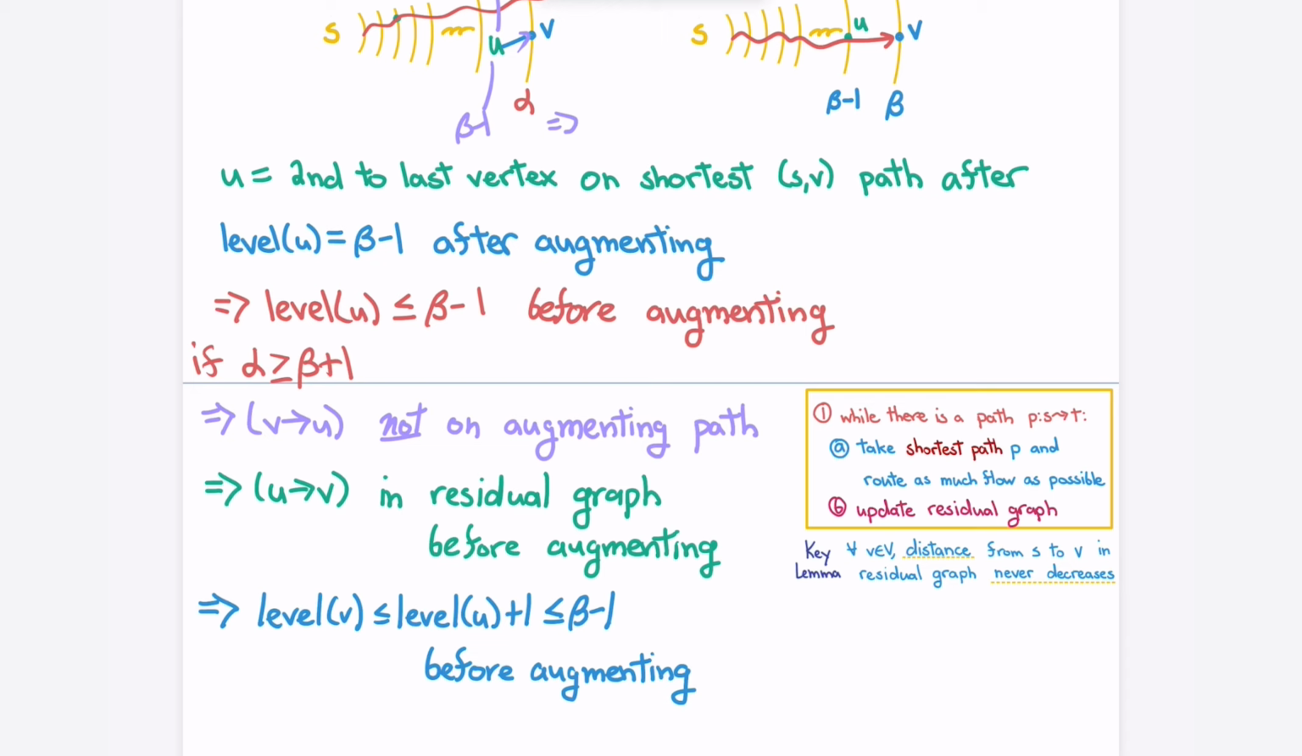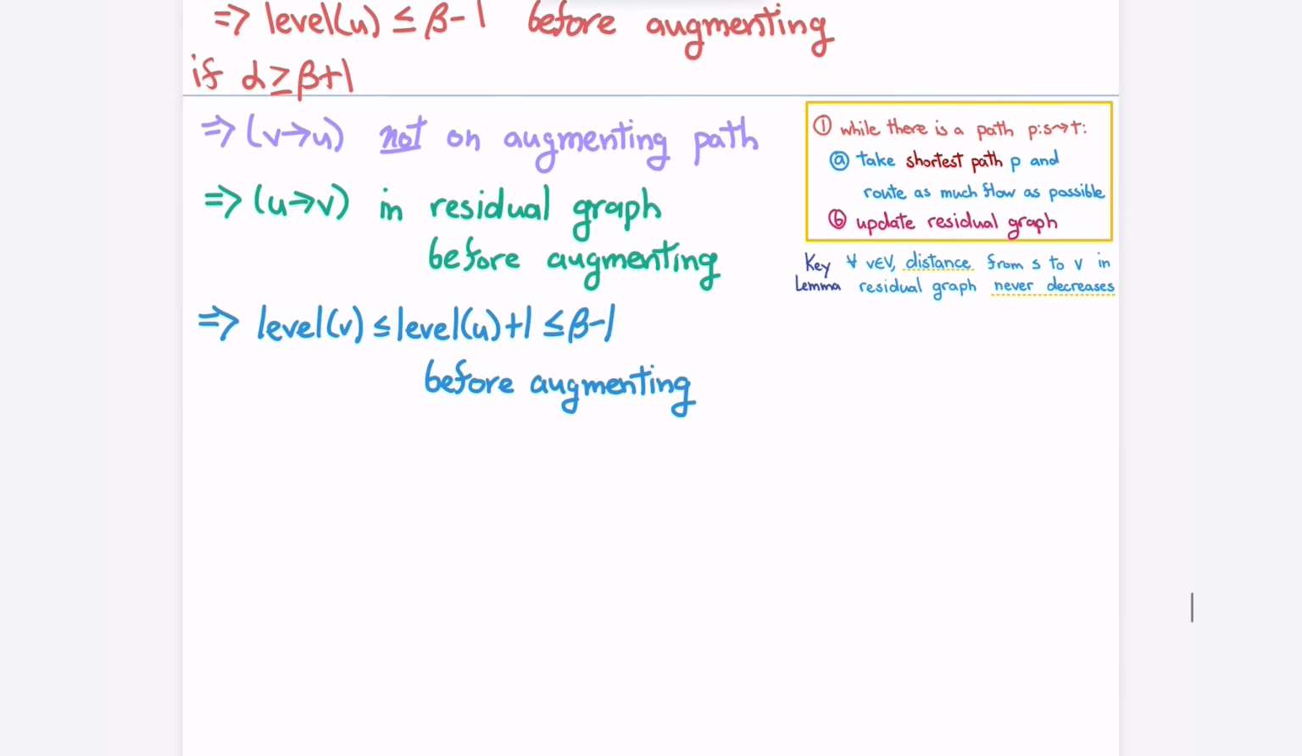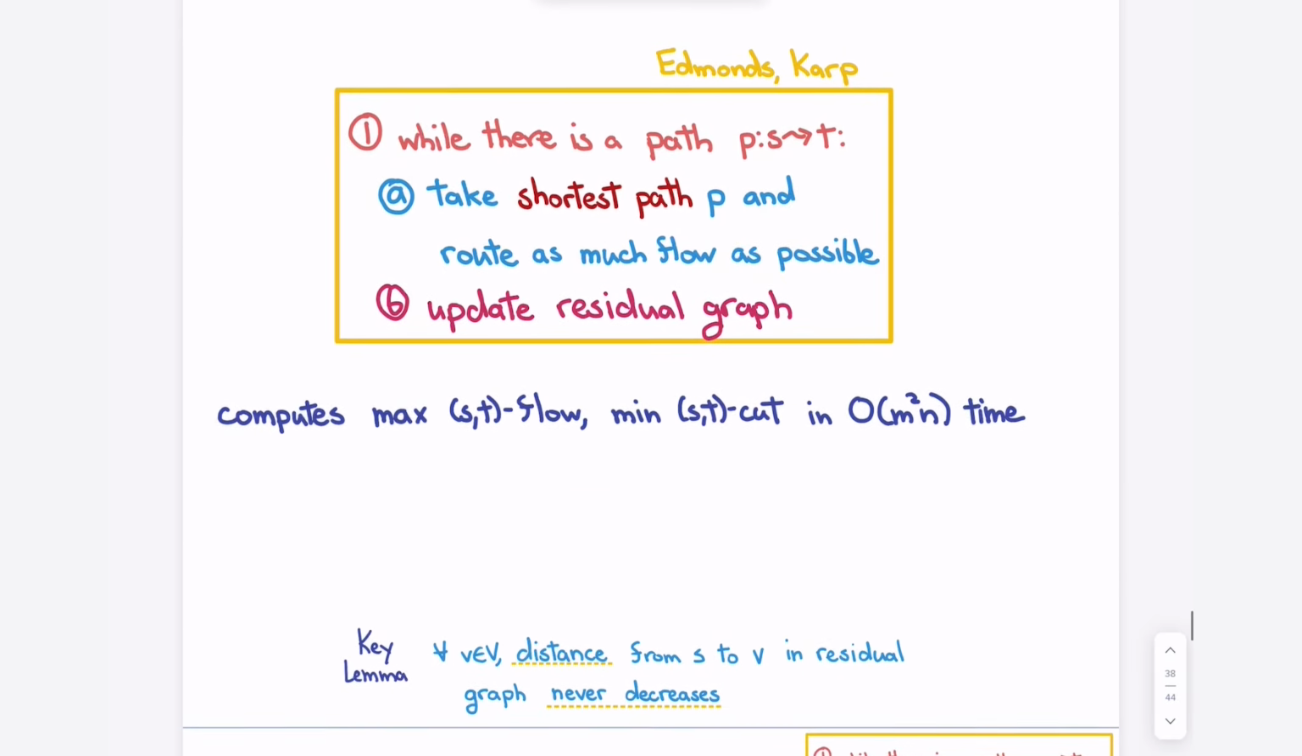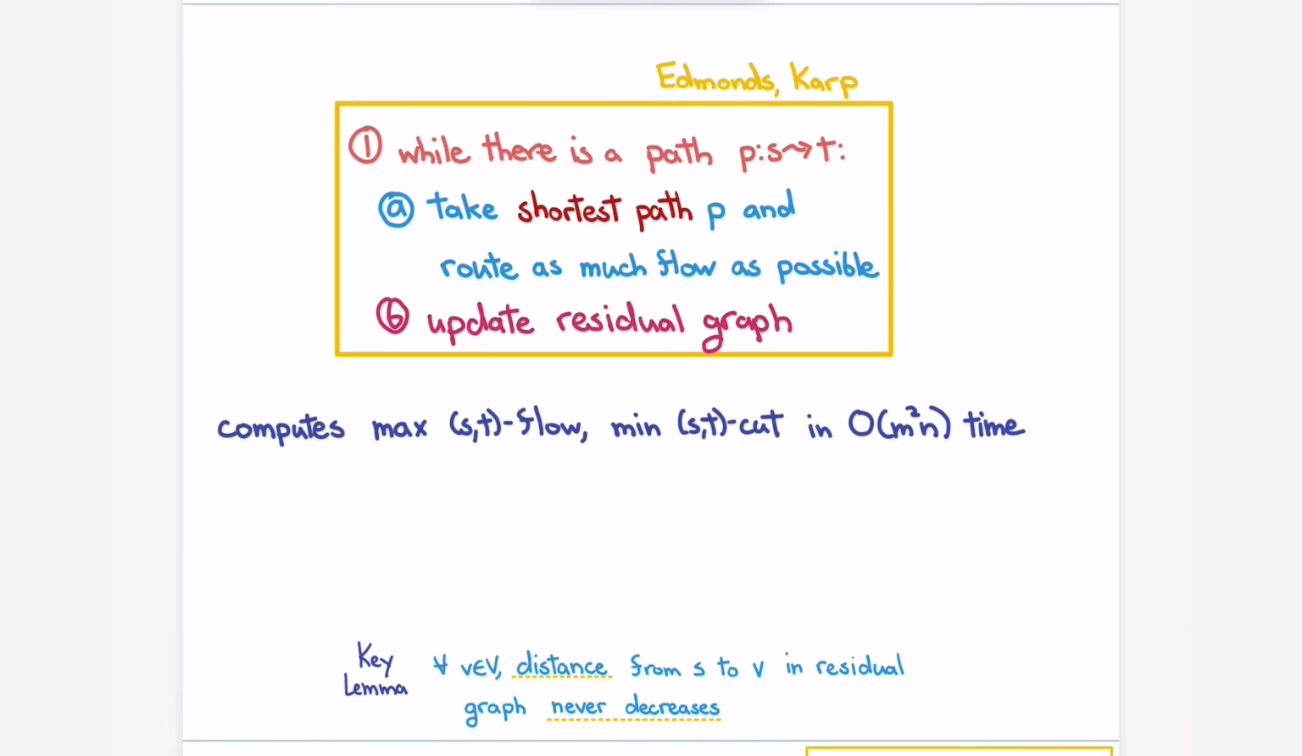Sorry. It has to be less than beta minus 1 before augmenting, because we're doing induction on beta. So level of u is less, so by induction, this is true. And then you kind of work it through. You must have gone backwards and forwards, and then you have some issue. So it's a little delicate, but that's the whole thing.